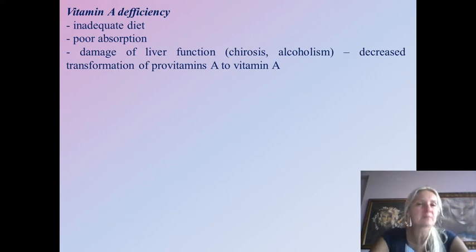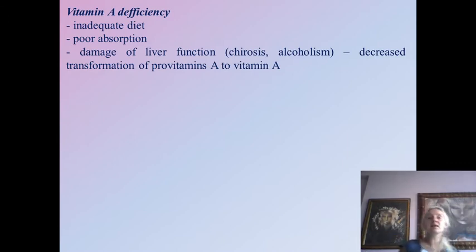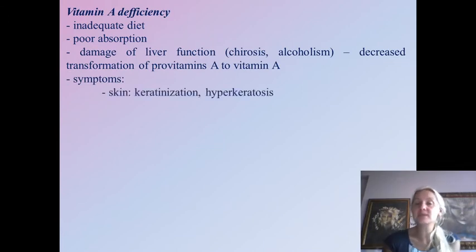Which are the symptoms of vitamin A deficiency? Vitamin A deficiency predominantly affects those tissues and organs which require vitamin A for their proper function. We mentioned skin. So skin is affected, and hyperkeratinosis and increased keratinization are observed in patients with vitamin A deficiency. Also, epithelium is affected. So desquamation of epithelium occurs.